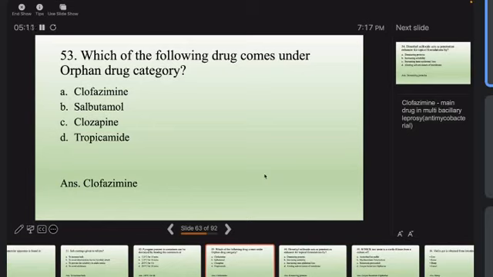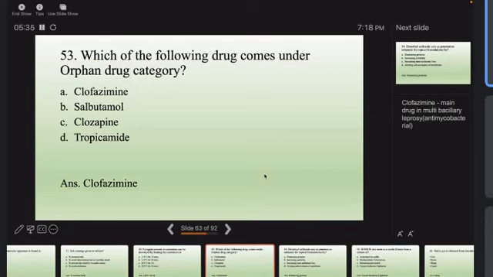I can probably give you a few more. See, these orphan drugs keep changing. It does not always fall into the category. Earlier, even rituximab was considered an orphan drug, but after wide usage of rituximab in diseases like osteoarthritis, it is not considered an orphan drug anymore.